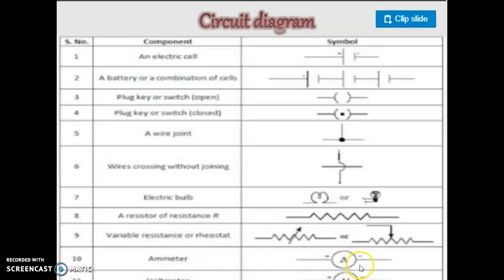This is the symbol for an ammeter. Simply in a circle we have to write a capital A, where the positive terminal is joined to the positive terminal of the cell and the negative terminal is connected to the negative terminal of the cell. Similarly, a voltmeter can be shown by writing simply a capital V in a circle.